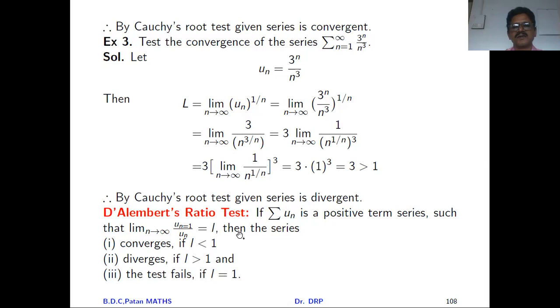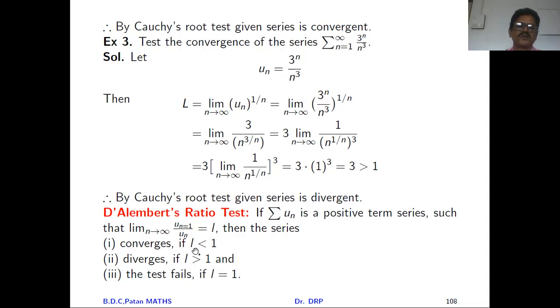If that limit is L, then the series converges if L is less than 1, similar to the criteria of Cauchy's root test. It diverges if L is greater than 1, and the test fails if L equals 1. Here in this case, you take the limit of un plus 1 upon un as n tends to infinity. So instead of the equal sign, this sign must be a plus sign. So you determine the limit of un plus 1 divided by un as n tends to infinity. And if that limit is finite, you check whether the obtained value of L is less than 1, greater than 1, or equal to 1.